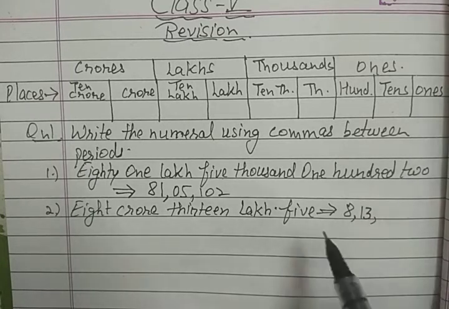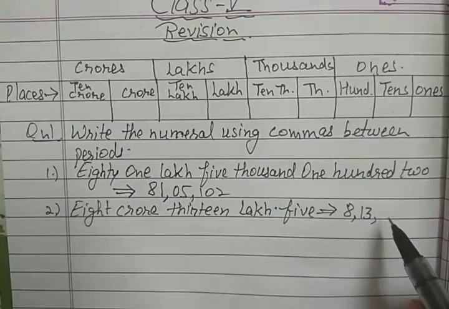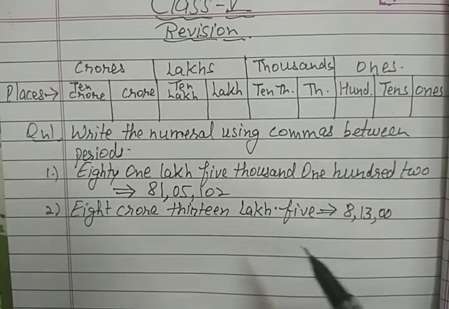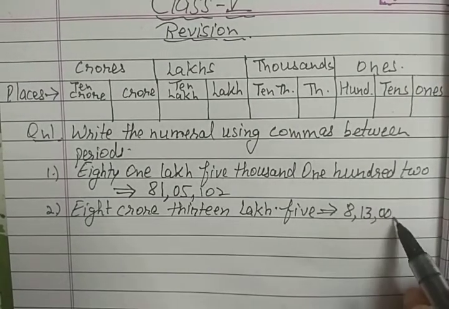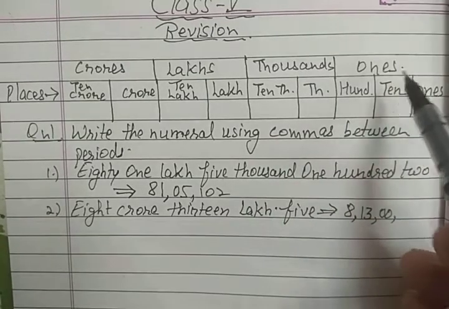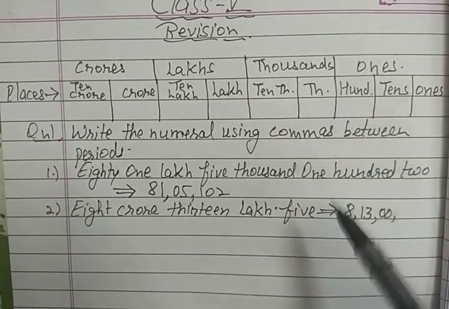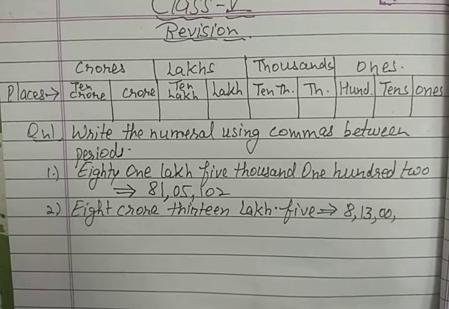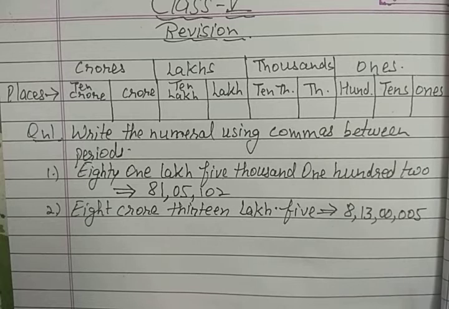What comes after lakhs period? That is 1000 period. But here 1000 period is missing. So what will we do? And we know that there are two digits in 1000 period, so we will write 2 zeros. When there is no digit, no number in thousands period, we'll write 2 zeros. Now what is the next period? That is ones period. Ones period has only 5, but we have 3 places and we have to write 5 in 3 places. So how will we write 5 in 3 places? So we will write like 005. So in this way you can write the numeral.